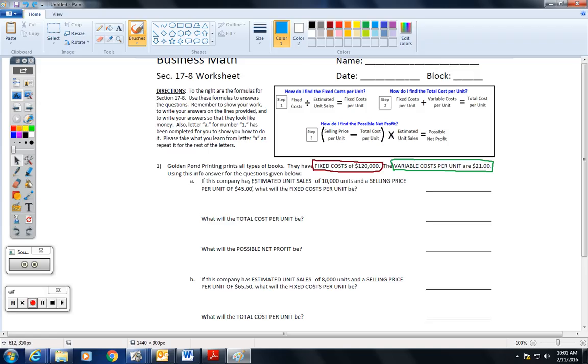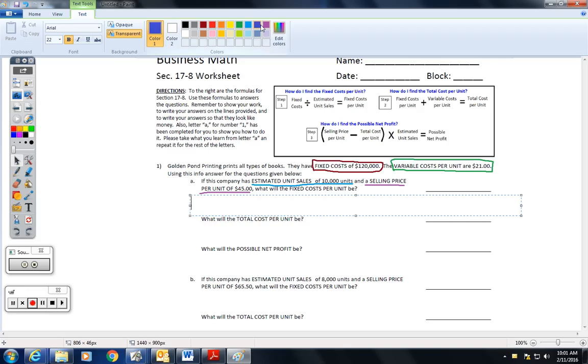If this company has estimated unit sales of 10,000 units and a selling price per unit of 45 bucks, what will the fixed costs per unit be? By the way, they're talking about fixed costs per unit. That's right here. Okay, so we're going to use step 1. All right. So, with that being said, let's get rolling.